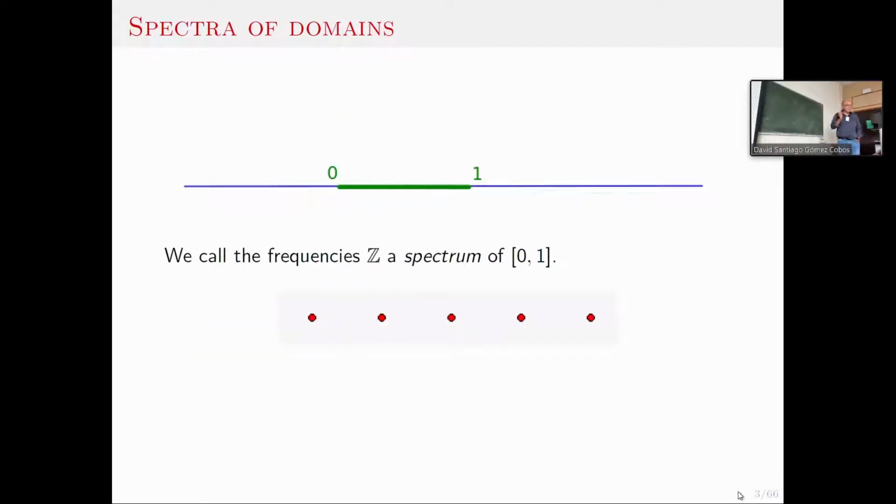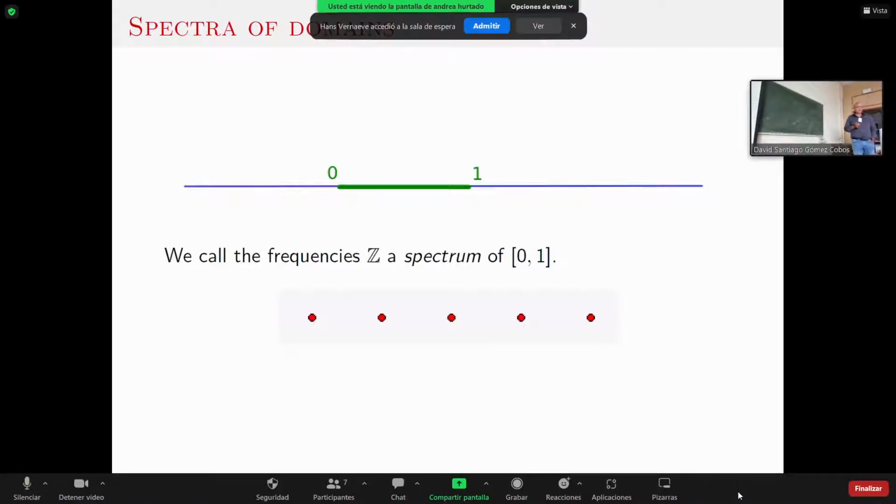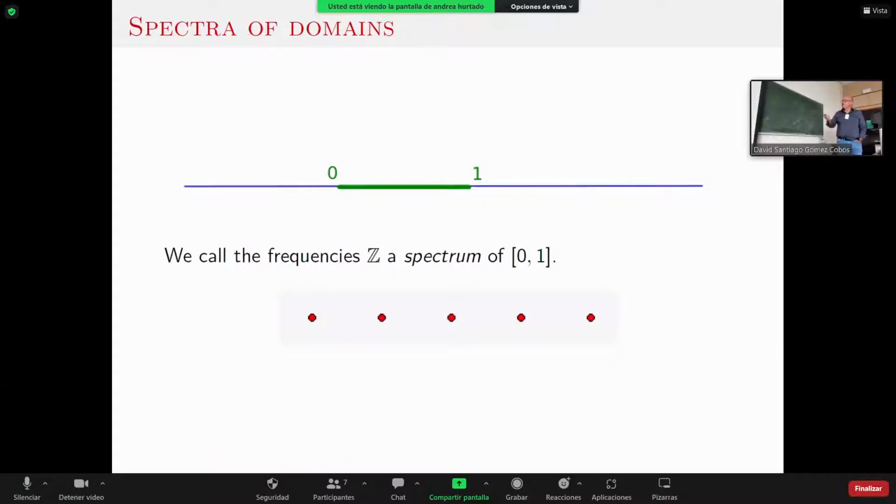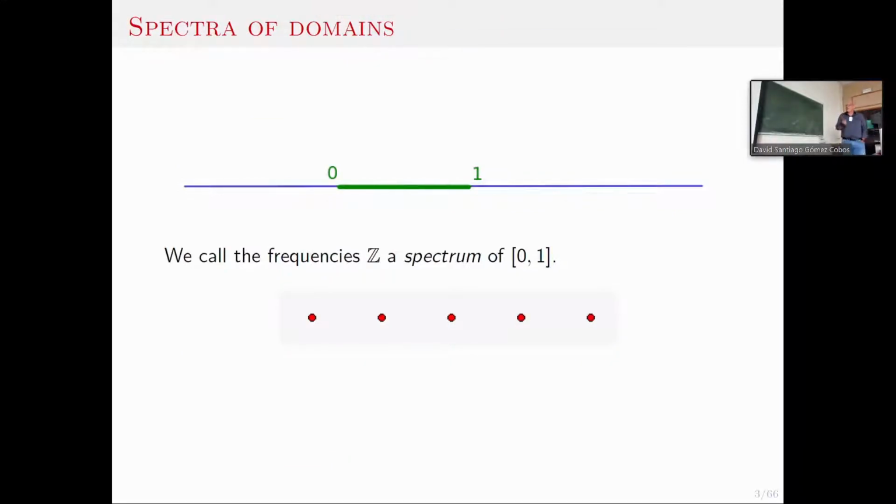But I would like to show this pairing more schematically like this. We have the space, which is 0, 1, and we also have the frequencies, the integers in our case. The frequencies are what goes up into the exponential. This n here is the frequency. So this set of frequencies, which forms an orthonormal basis for L2 of 0, 1, we call the spectrum of 0, 1. Whenever we have such a set of frequencies, we'll call it the spectrum of the domain. So this is the spectrum of 0, 1.